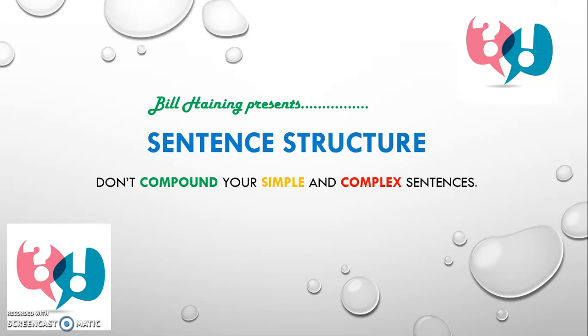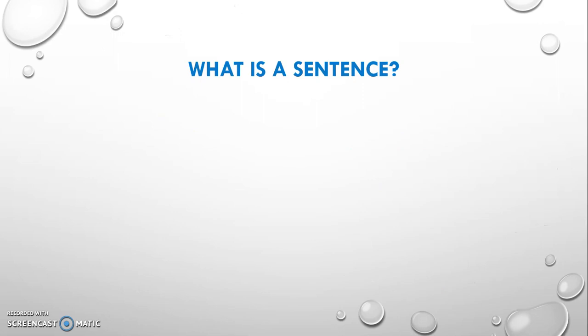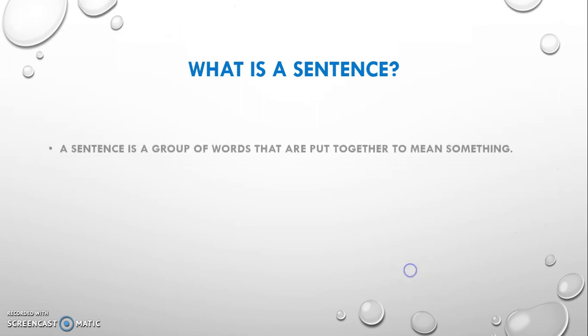In today's session we're going to look at sentence structure, and this presentation is called Don't Compound Your Simple and Complex Sentences. Now there are three types of sentences in the English language, and you will be asked during your exam to give examples of the three types of sentences. So let's have a look at the sentences, and hopefully by the end of this session you will understand what's required. So what is a sentence?